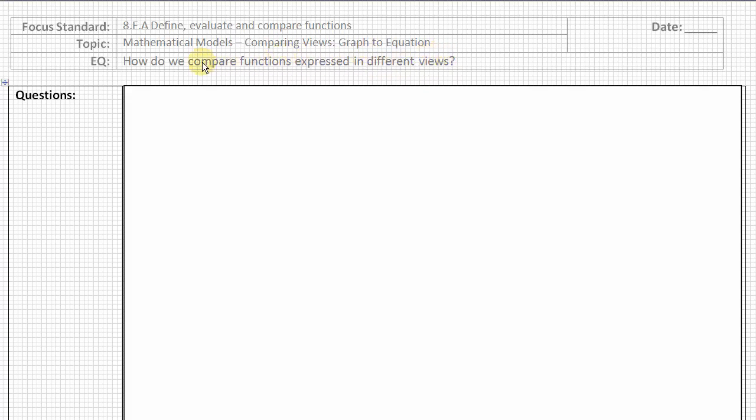So this was our essential question in the last video when we compared graphs to tables, and we're using it again today to compare graphs to equations, and we'll use it in the next video, comparing equations to tables. So let's go ahead and dive into today's problem.